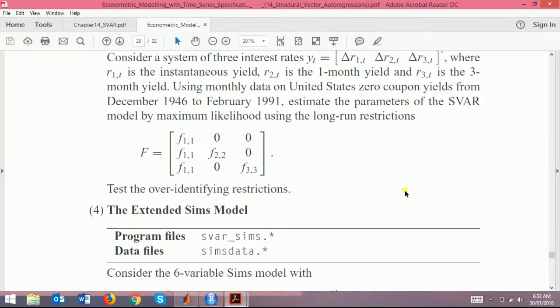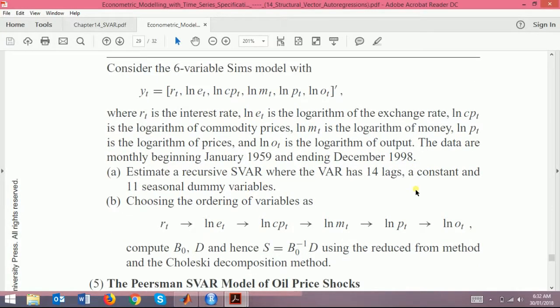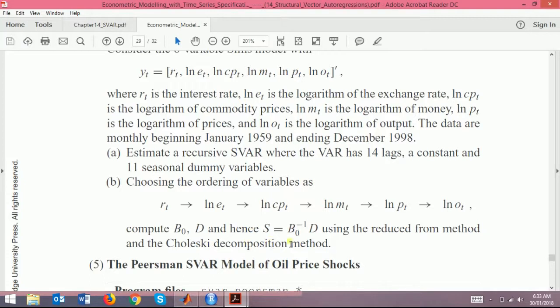Then the next problem is the extended Sims model. Consider the 6 variable Sims model where R is the interest rate, E is logarithm of exchange rate, logarithm of commodity price, logarithm of money, V is the logarithm of price, O is the logarithm of output. So you have 6 variables. The data is given. Estimate a recursive structural var where the var has 14 lags, a constant, 11 seasonal time variables. Choosing the ordering in this manner, compute beta naught D and hence S is equal to beta naught inverse D. Use the reduced form from Cholesky decomposition.